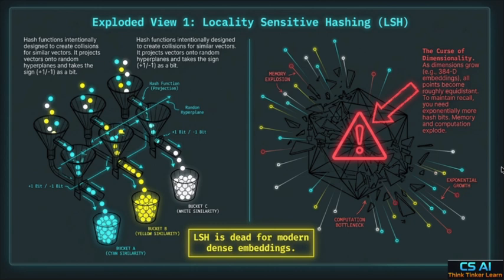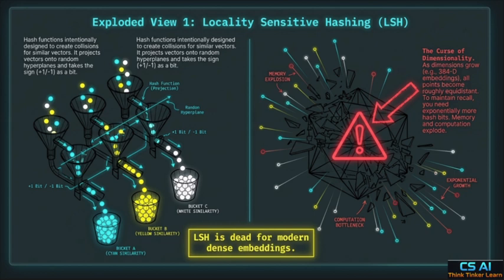Our first exploration is locality sensitive hashing, or LSH. Unlike standard hash functions that try to avoid collisions, LSH functions are intentionally designed to create collisions for similar vectors. We project vectors onto random hyperplanes and record which side they land on as bits.